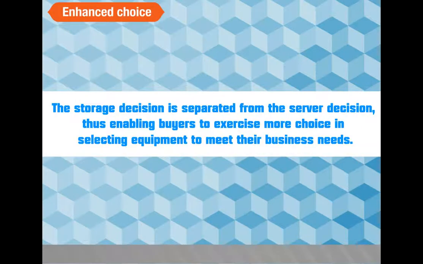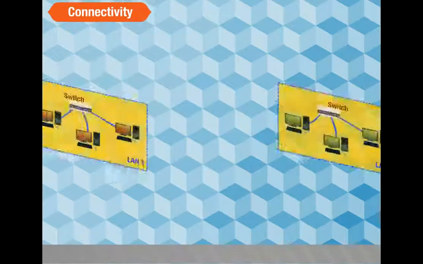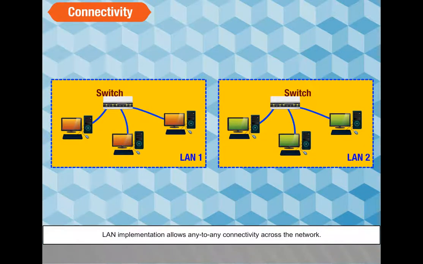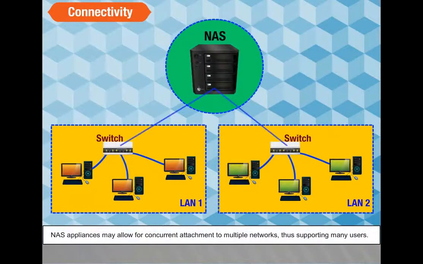Enhanced choice. The storage decision is separated from the server decision, thus enabling buyers to exercise more choice in selecting equipment to meet their business needs. Connectivity. LAN implementation allows any-to-any connectivity across the network. NAS appliances may allow for concurrent attachment to multiple networks, thus supporting many users.